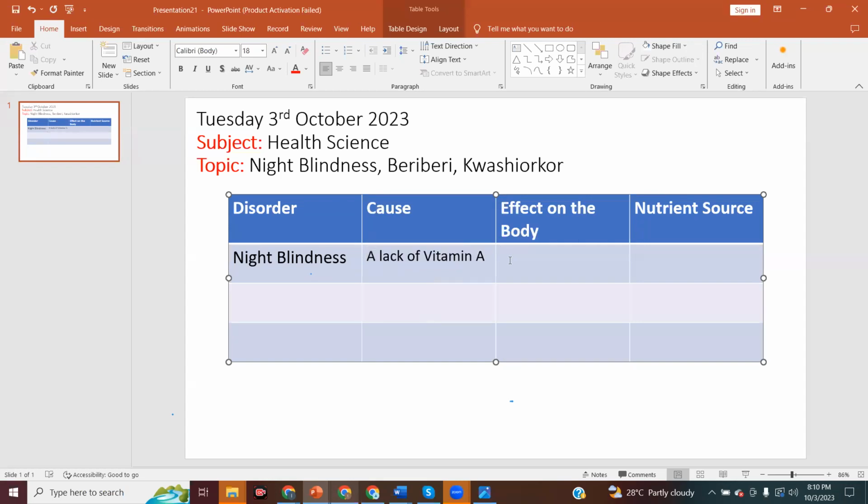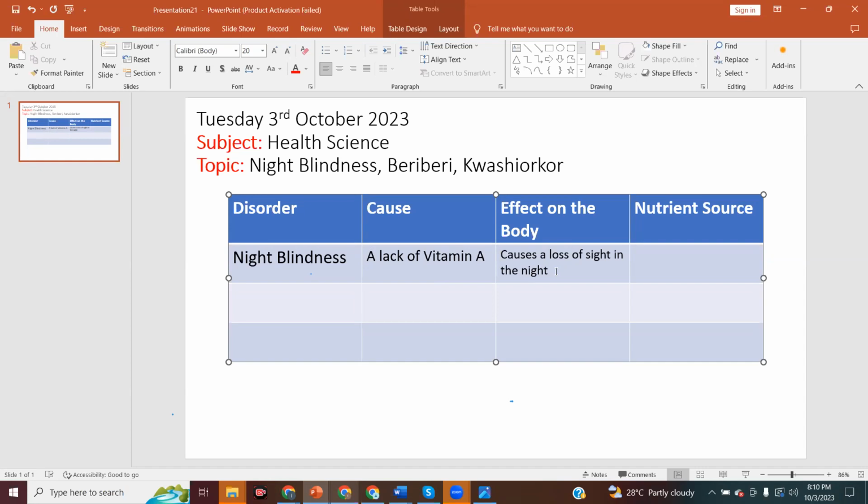So what is the effect on the body? As it says, it causes a loss of sight in the night. Imagine that you cannot see in the night, right? That'll be terrible. You have some persons who cannot drive in the night, right? And when you have night blindness, you have loss of sight in the night.